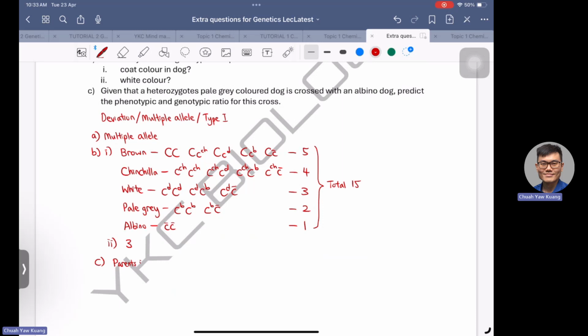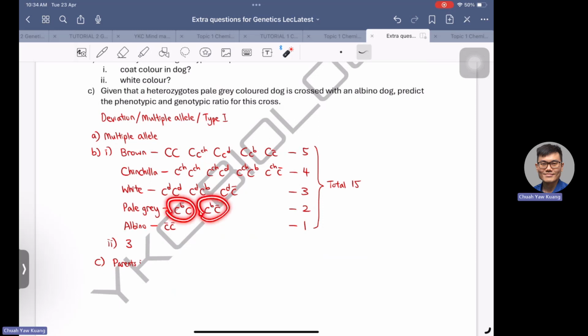Okay, so for the parents, the first one is heterozygote pale gray, crossed with albino. So first thing first, we find out the pale gray. Since just now we have listed down all the genotypes already, pale gray is here. So the possible genotypes are 2. One is CBCB, homozygous CB, and another one is heterozygous CBC. Okay, so 2 types of genotype here.